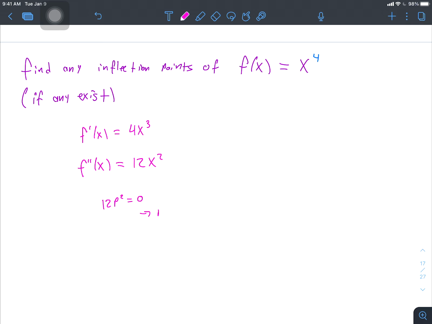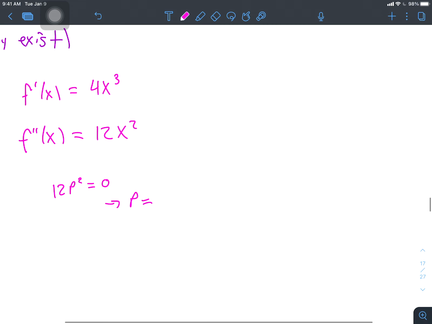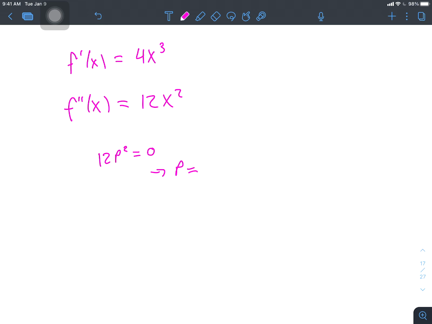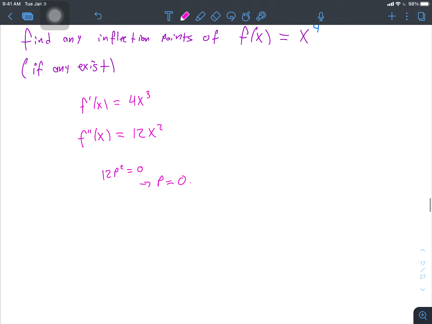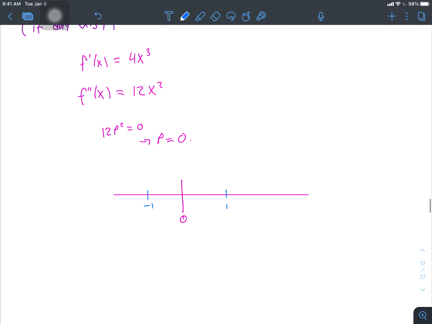That tells me that p must be what? I square something, multiply by 12, and I get 0. What do I start with? 0, right? Okay, so p equals 0 is a candidate for an inflection point. So what do I do? I make my number line. I put on 0. And all I need to do is check a test point to the left, maybe -1, and a test point to the right, maybe 1. And let's see what happens.